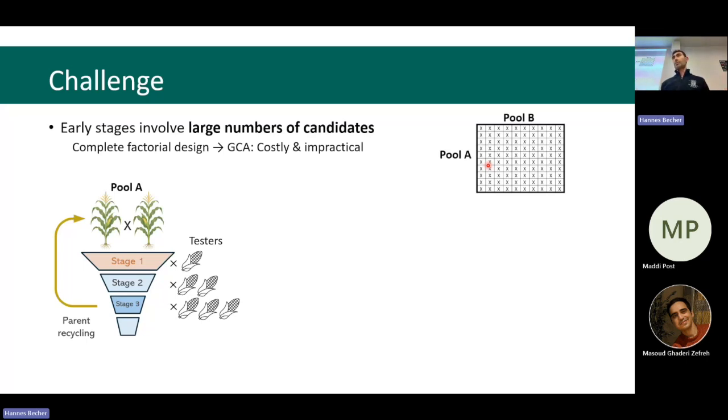So to address this situation, breeders opted for the multi-stage process. We start by evaluating all the candidates with only one tester. They do a pre-selection and reduce the number of candidates as they advance in the stages, and later they increase the number of testers. Of course, the highest selection intensity happens at the early stage with only one tester, and then they increase the number of testers in later stages, but only for the few candidates remaining after selection.